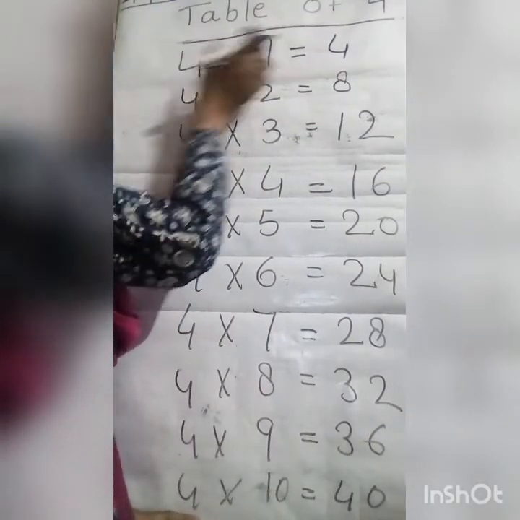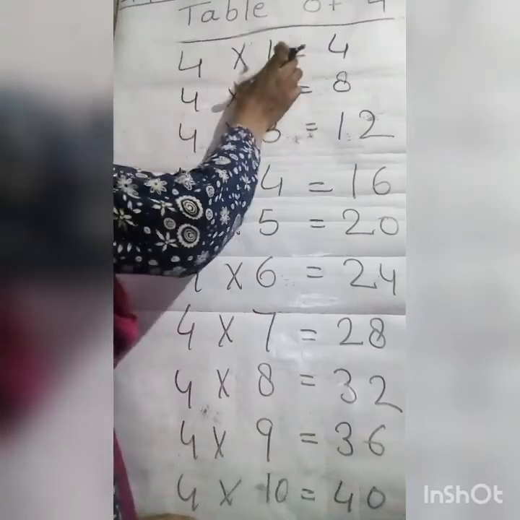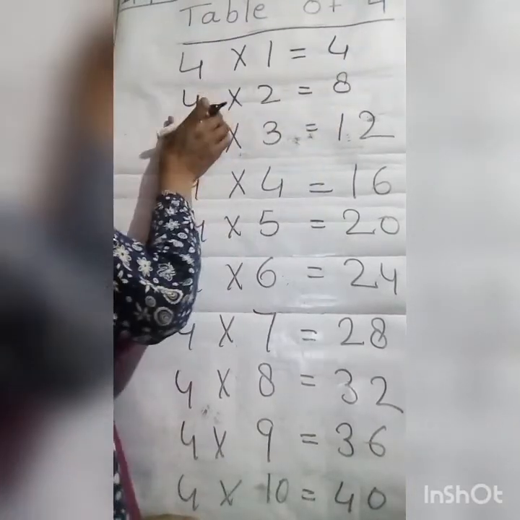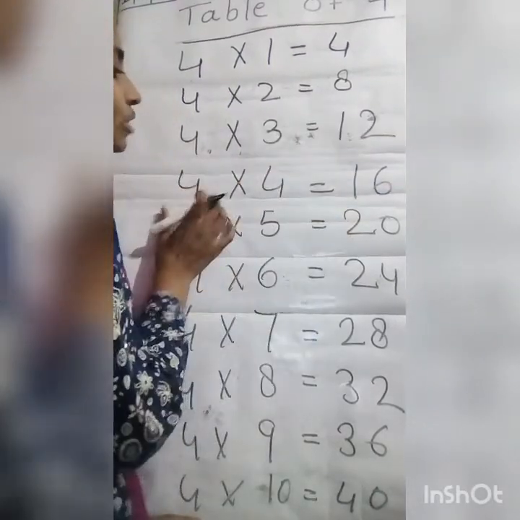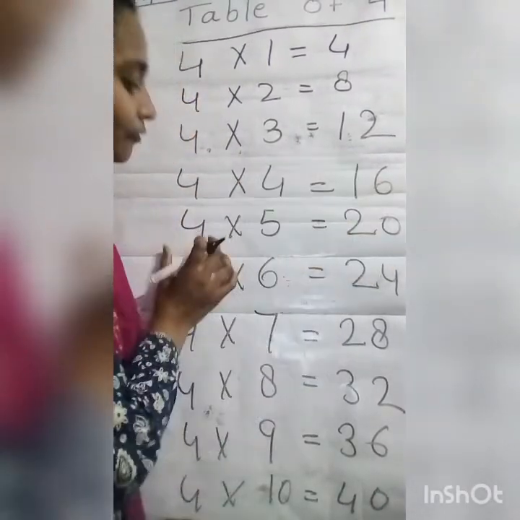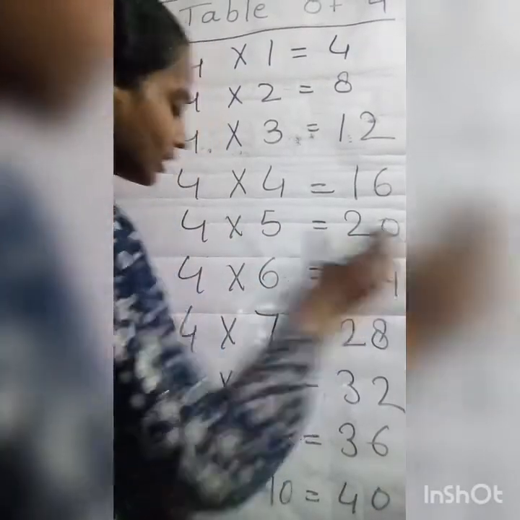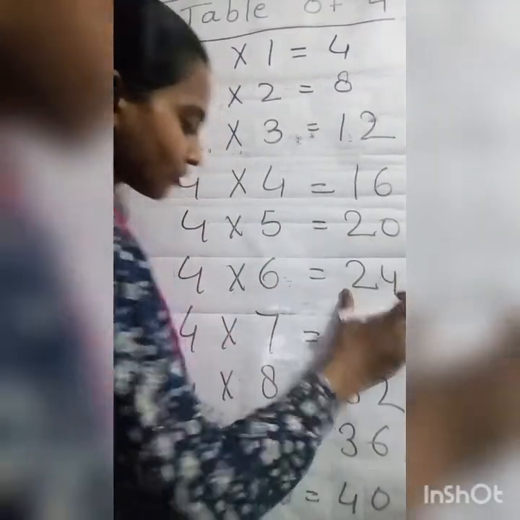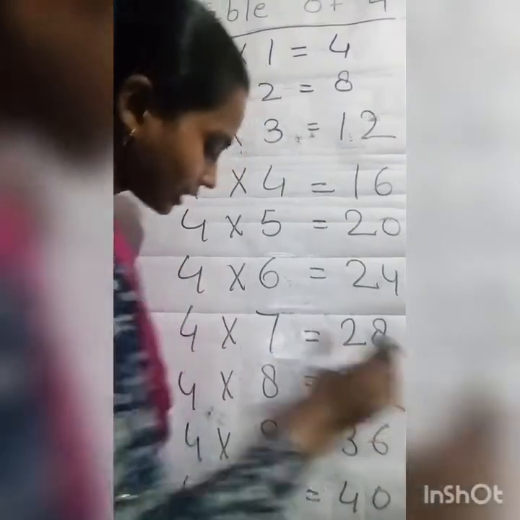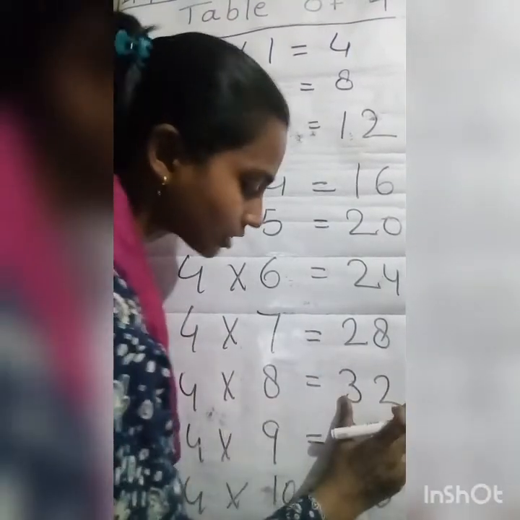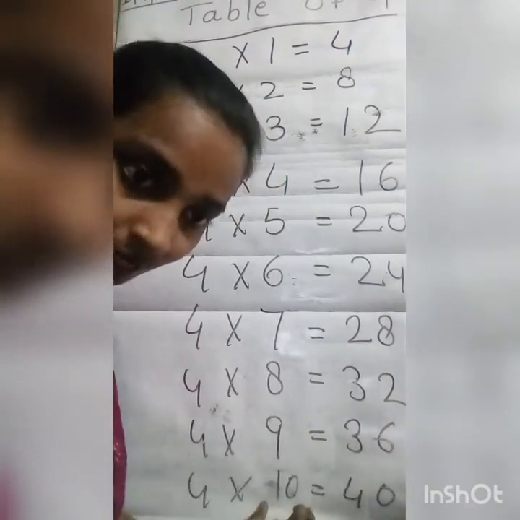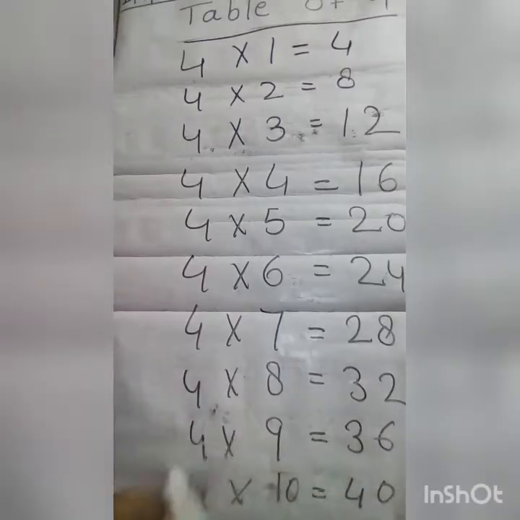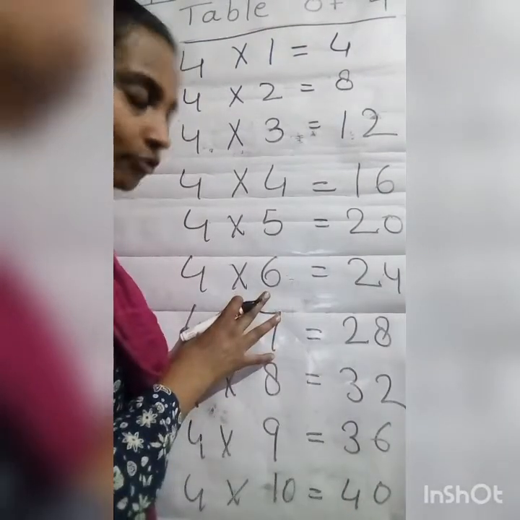Okay. Now children, see, 4 ones are 4 means 4 added 1 time. So 4 added 2 times, then 8. 4 added 3 times, then 12. 4 added 4 times, 16. 4 added 5 times means 20. 4 added 6 times means 24. 4 added 7 times means 28. 4 added 8 times means 32. 4 added 9 times means 36. Then 4 added 10 times becomes 40. So how will you read this table of 4?